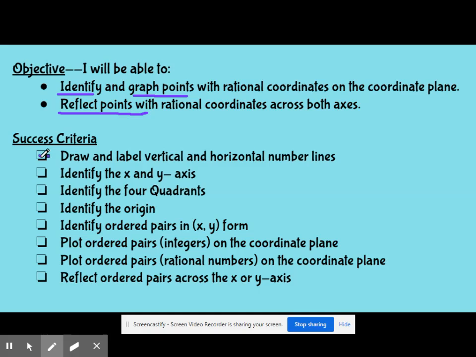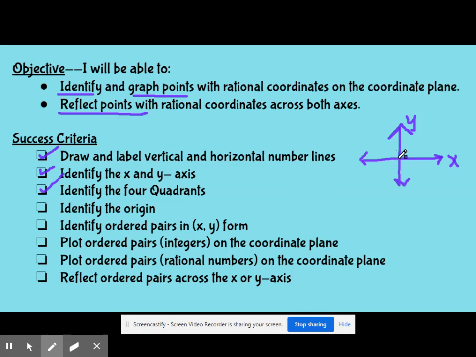So we need to be able to draw and label vertical, okay, vertical means up and down, and horizontal number lines. We have to identify the two axes. You're going to find out that here's a vertical number line, here's a horizontal number line, and each of these lines have specific names: the x-axis and the y-axis. We need to identify the four quadrants. Each of these sections created by the intersecting number lines are a quadrant.